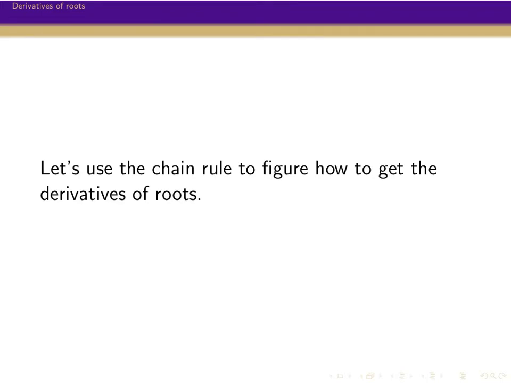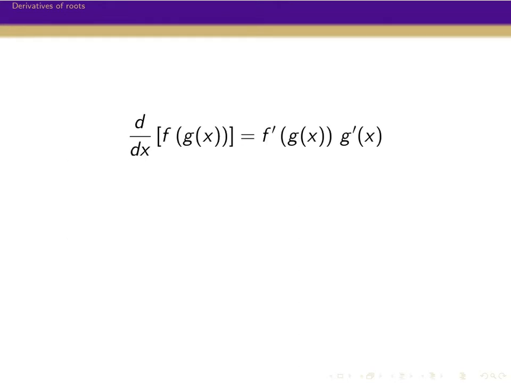We're going to use the chain rule to figure out how to get derivatives of roots. So let's start off with just the square root of x, and the important thing to remember is that if we square the square root of x, we get x back. Okay, so how can we use this in the chain rule?